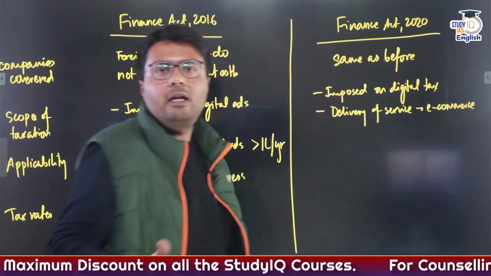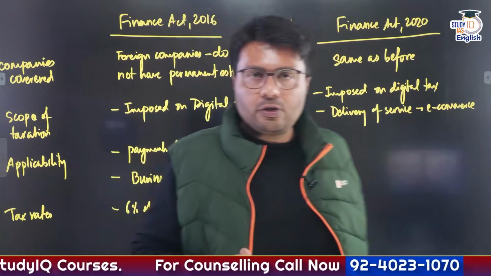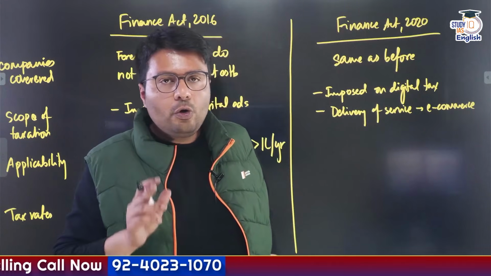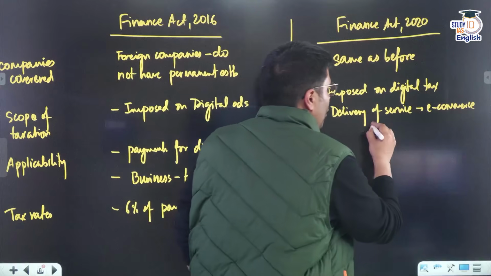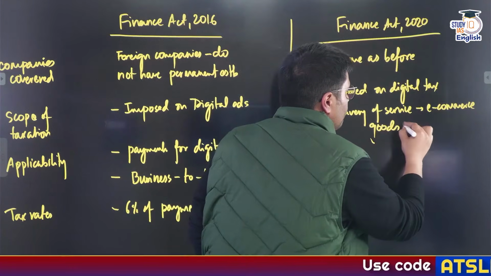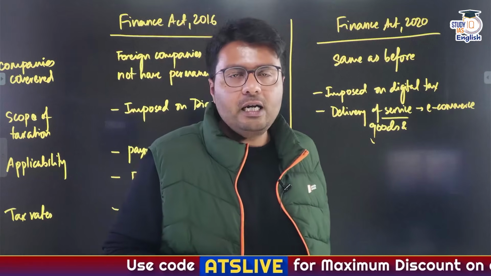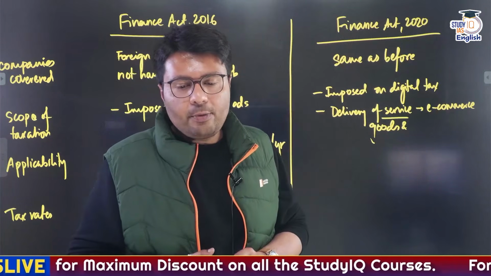Similarly, if you book a hotel using foreign companies like Agoda, then also taxes have to be paid, or not you, but the companies would be required to pay taxes. So supply of goods and services, or delivery of goods and services using e-commerce, will be the subject of taxation under the new equalization levy, which was imposed in Finance Act 2020.